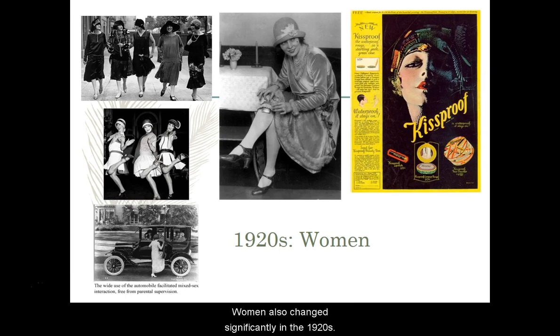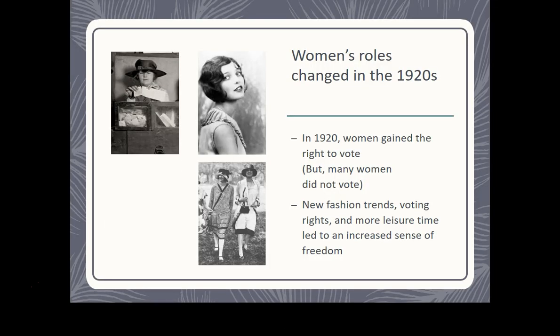Women also changed significantly in the 1920s. In the 1920s, we begin the decade with women gaining something that they've been fighting for nearly 100 years. They get the right to vote. The 19th Amendment is passed, and women now have the right to vote. But a lot of them still didn't, because they're looking at the traditional values and the traditional ways of doing things. Women couldn't vote traditionally. So a lot of women did not vote.